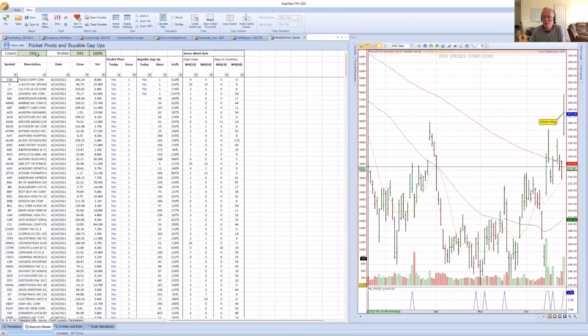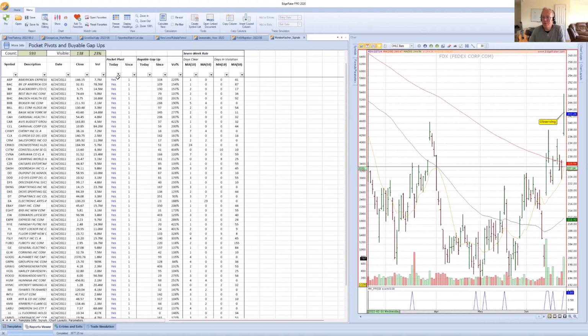And that's a useful count, because if you do a filter here and say pocket pivots today, I just want to see yeses. And I can immediately see that there's 138 or 23% of stocks in this list of 593 had pocket pivots on Friday. So that was the change there, and pretty much that was a change in the free parking report as well.